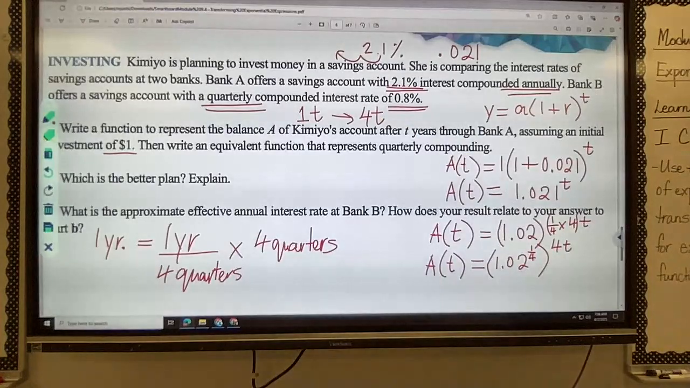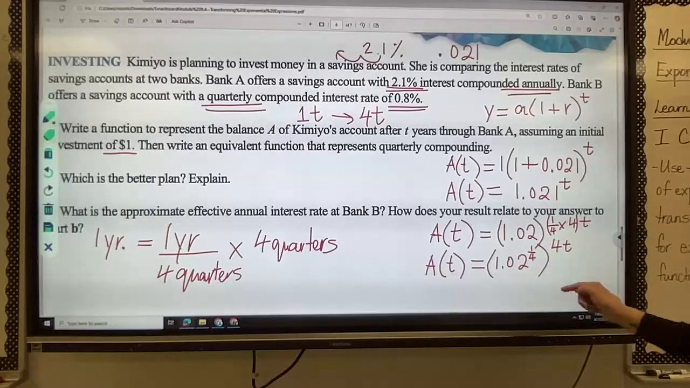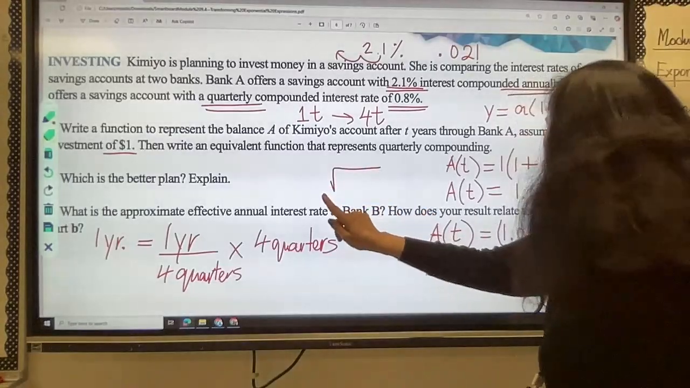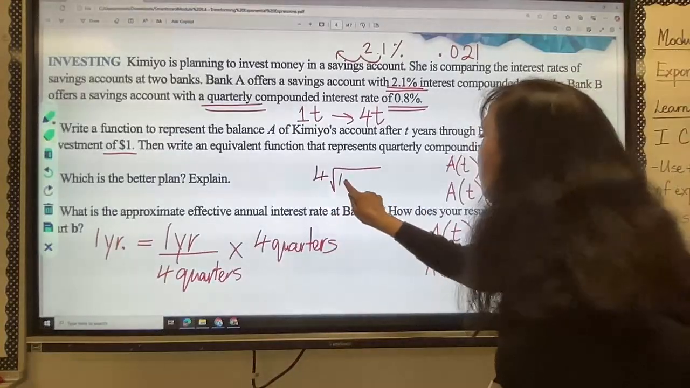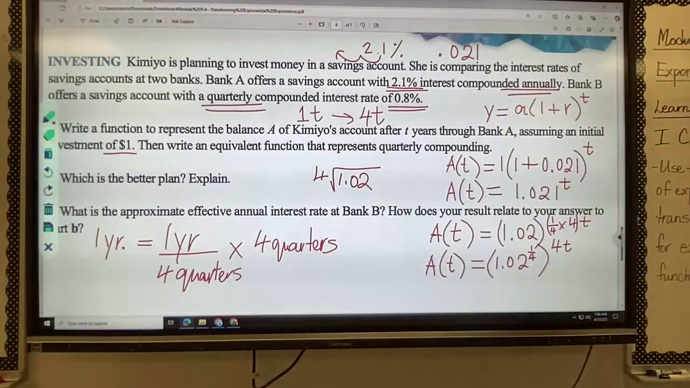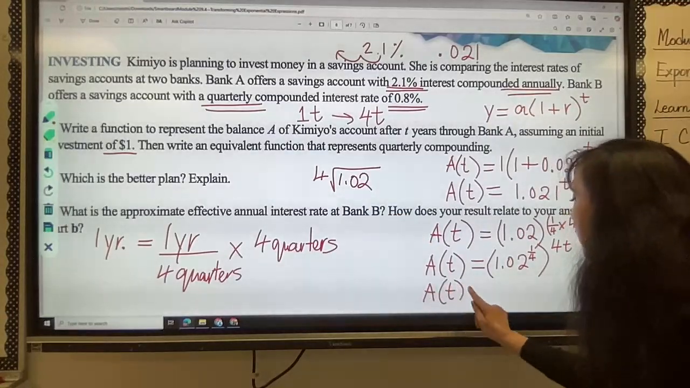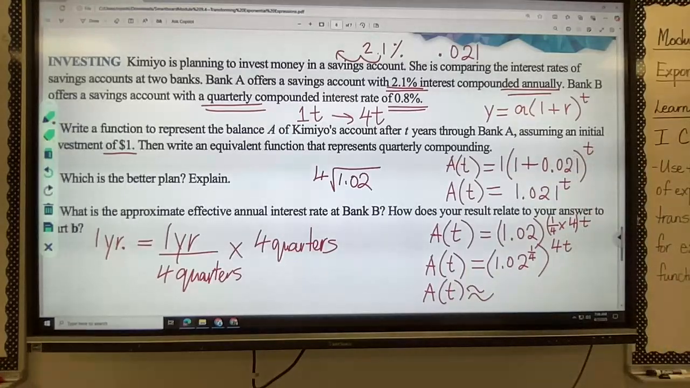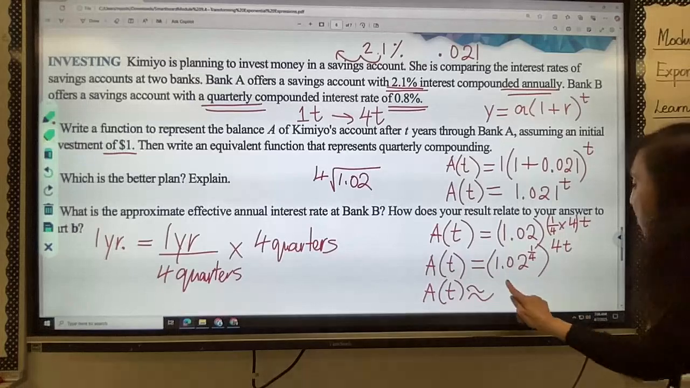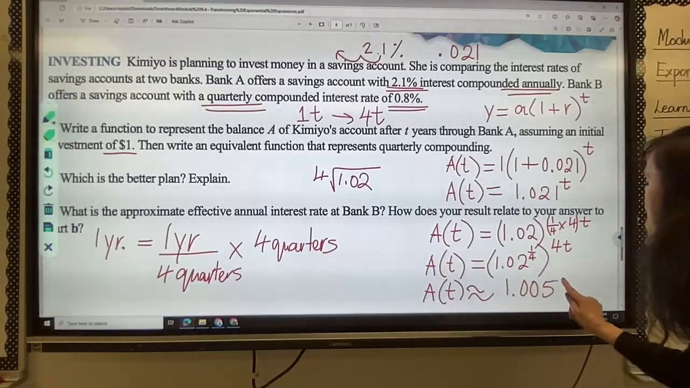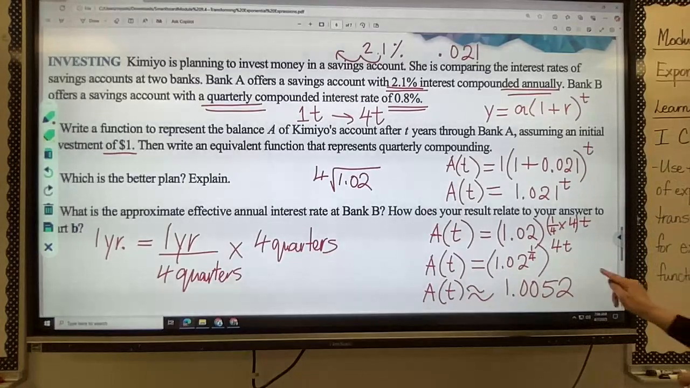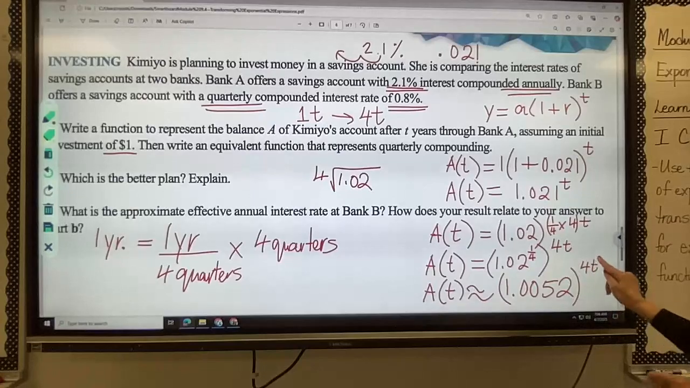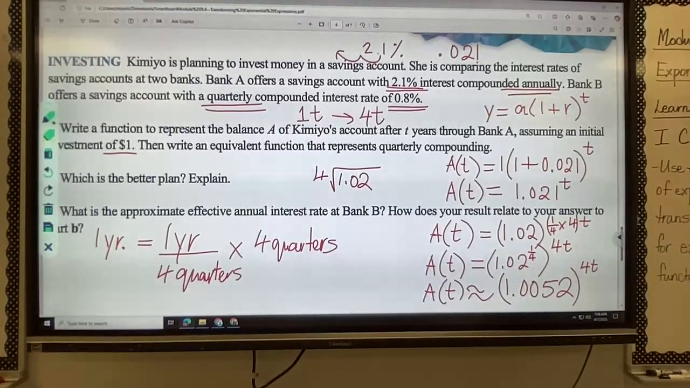Okay, and so when I do this, this basically means what? This means the fourth root of 1.02, and when I use my calculator, I am going to get A of t is approximately, because now I am rounding, 1.0052 raised to the power of 4t. Okay, so now I have written this out in this format.